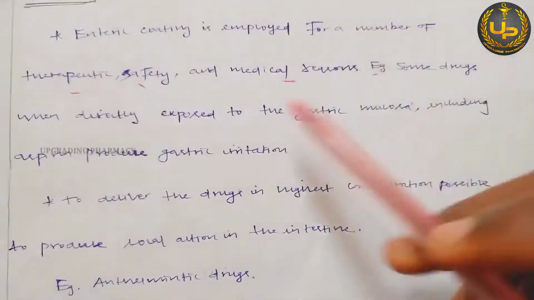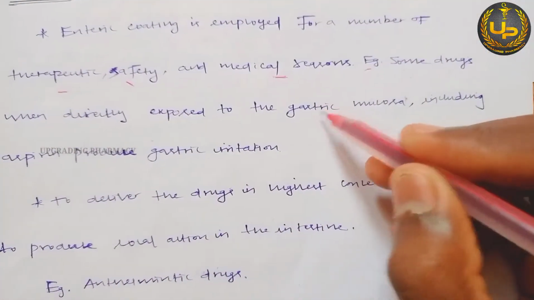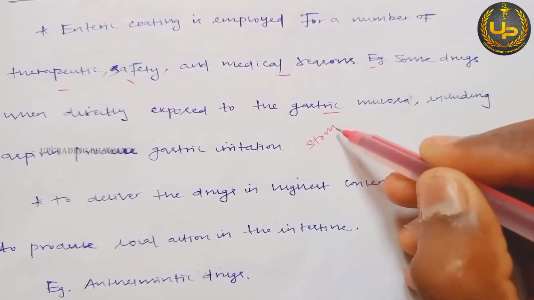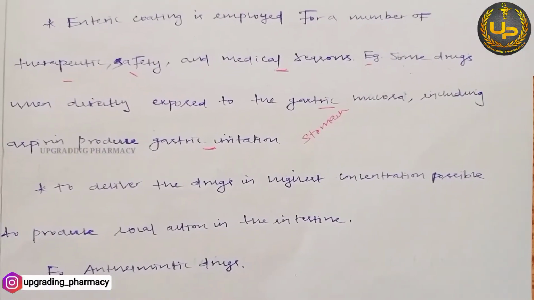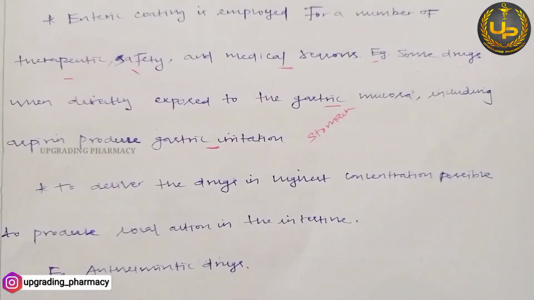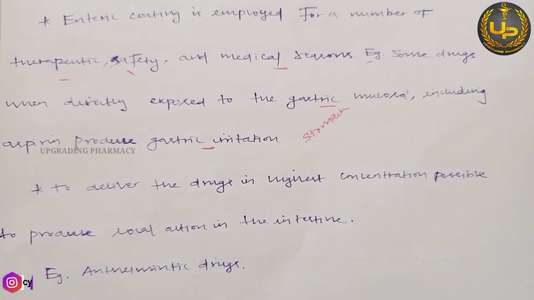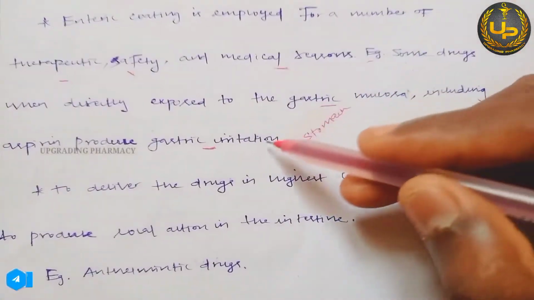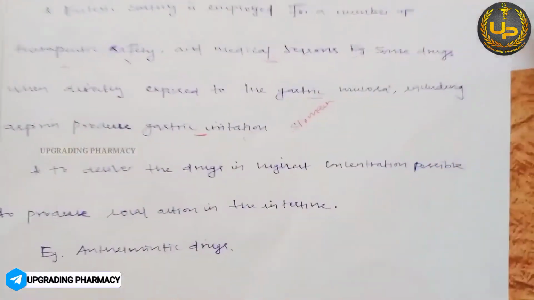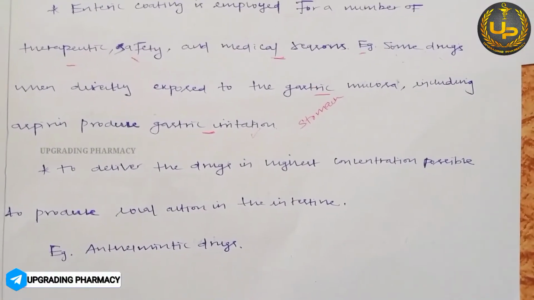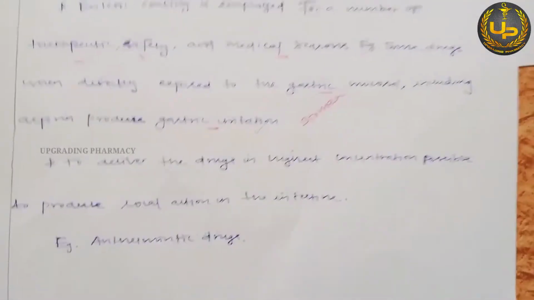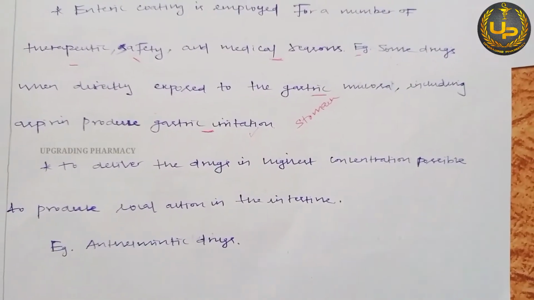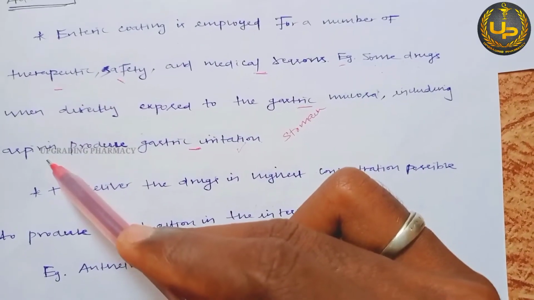Some drugs, when directly exposed to the gastric mucosa, that means in the stomach, including aspirin, produce gastric irritation. Aspirin is a non-steroidal anti-inflammatory agent. It blocks prostaglandins, so it inhibits the prostaglandin in our stomach and produces gastric irritation. Such tablets go for enteric coating, and it only releases the aspirin in the small intestine, so it will prevent the gastric irritation. This is one advantage example for enteric coating.